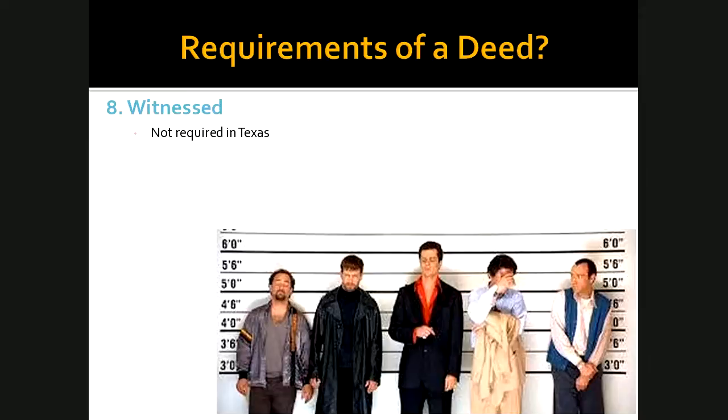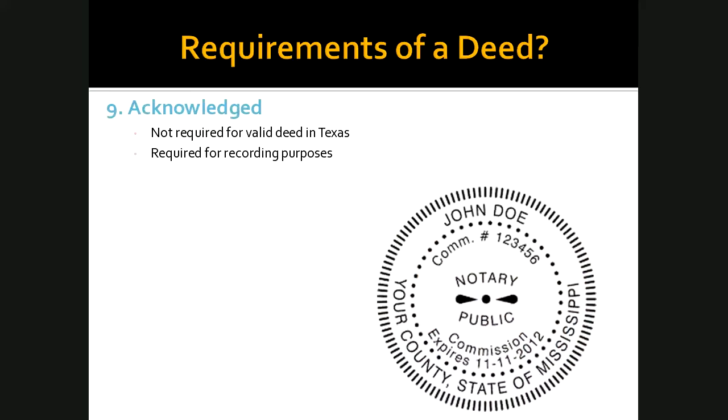So the next one is called witnessed, right? So this is not required in Texas, but just like it says, witness, right? Somebody witnesses the grantor sign the deed, and then they sign the deed, acknowledging that they witnessed the grantor sign. Then we have something called acknowledged. So this is not required for a valid deed in Texas, but it is required for recording purposes in Texas.